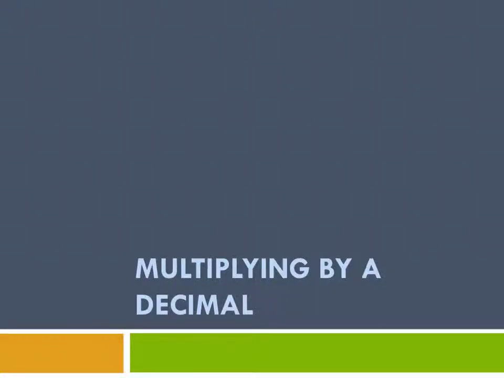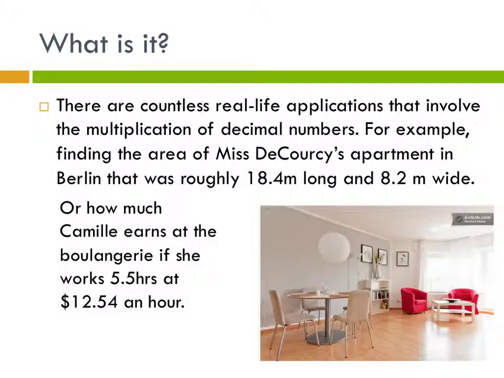Now, last lesson we looked at multiplying decimals by numbers to the power of 10. So things like 10 or 100 or 1,000 or even 10,000. But today we're going to look at multiplying by a decimal. Okay, let's have a look and see how it's different.